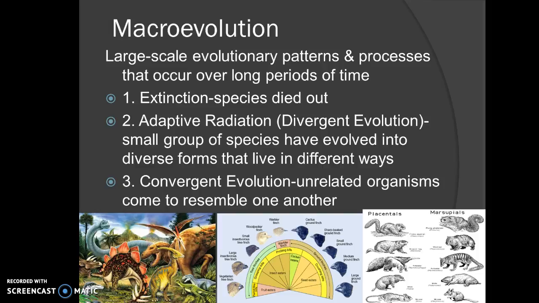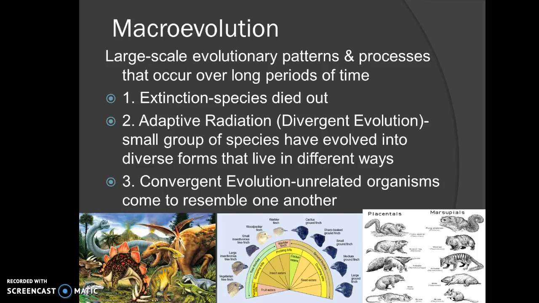Looking large scale though, macroevolution, this is looking at large scale patterns and processes that occur over very large periods of time. So there are 6, I believe, that I've listed. So extinction, large scale, species died out. Okay, and you may have heard of the dinosaur extinction and all of that, but there have been a handful of extinctions, mass extinctions, that have occurred on our planet, believe it or not.